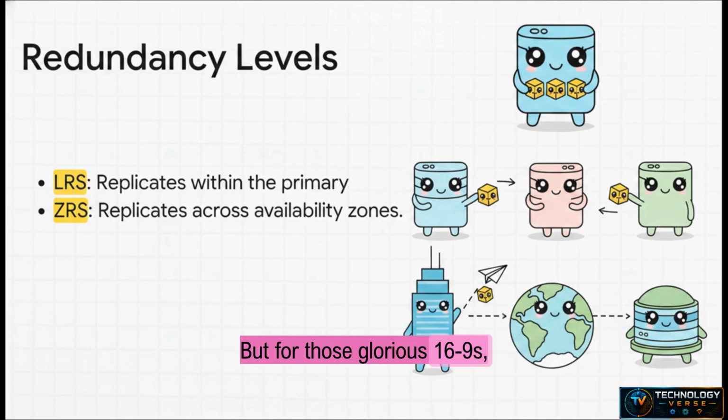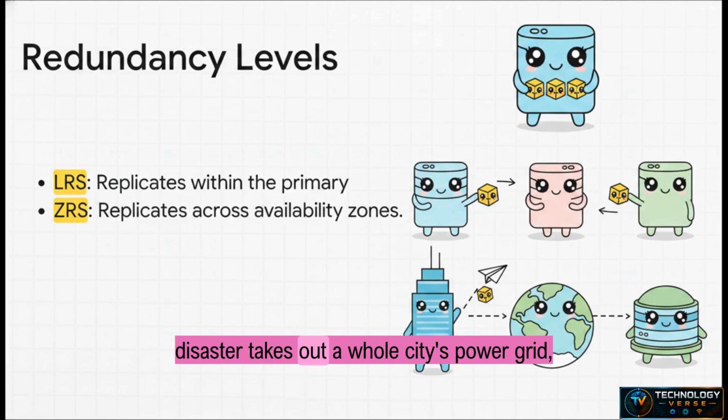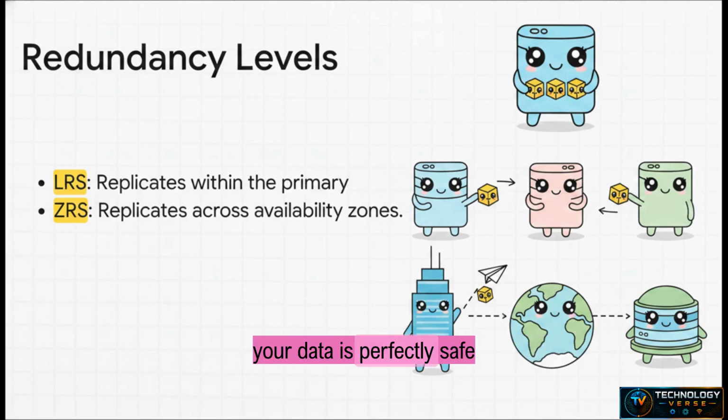But for those glorious 16 nines, you want GRS, geo-redundant storage. GRS synchronously copies your data locally and then asynchronously shoots a copy over to a secondary region that is literally hundreds of miles away. So even if a widespread natural disaster takes out a whole city's power grid, your data is perfectly safe and sound on the other side of the country.